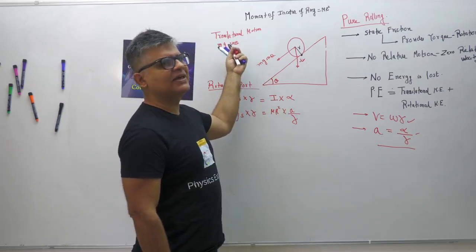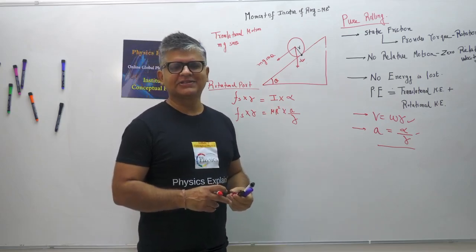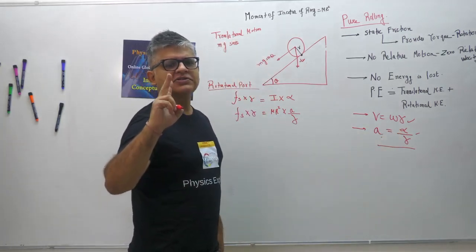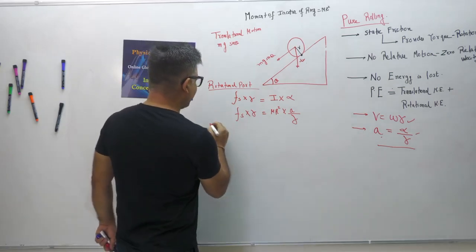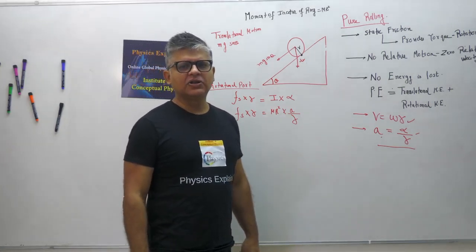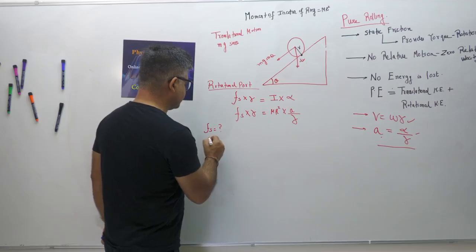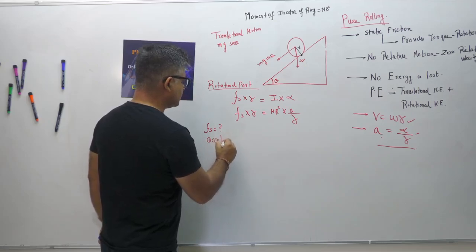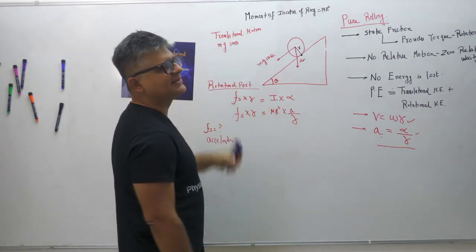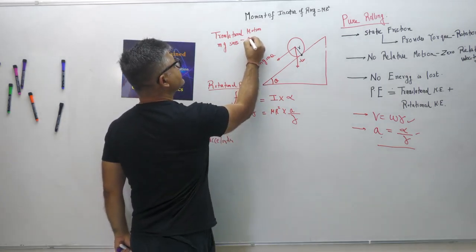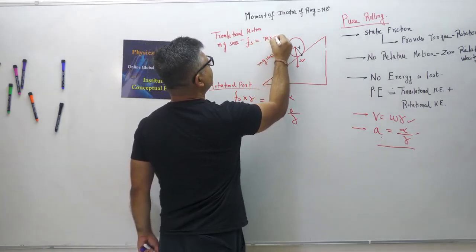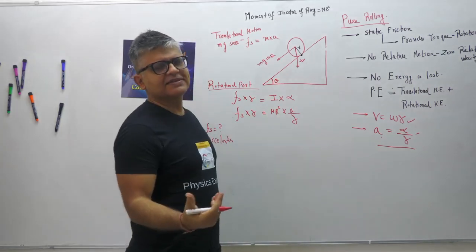We have not written the equation for the translational motion as yet. There are two unknowns if you ask me. One is Fs, the static friction, which is unknown. The second thing which is unknown to us is the acceleration. It is going down, so mg sine theta minus the static friction is equal to m multiplied by a. As simple as that.